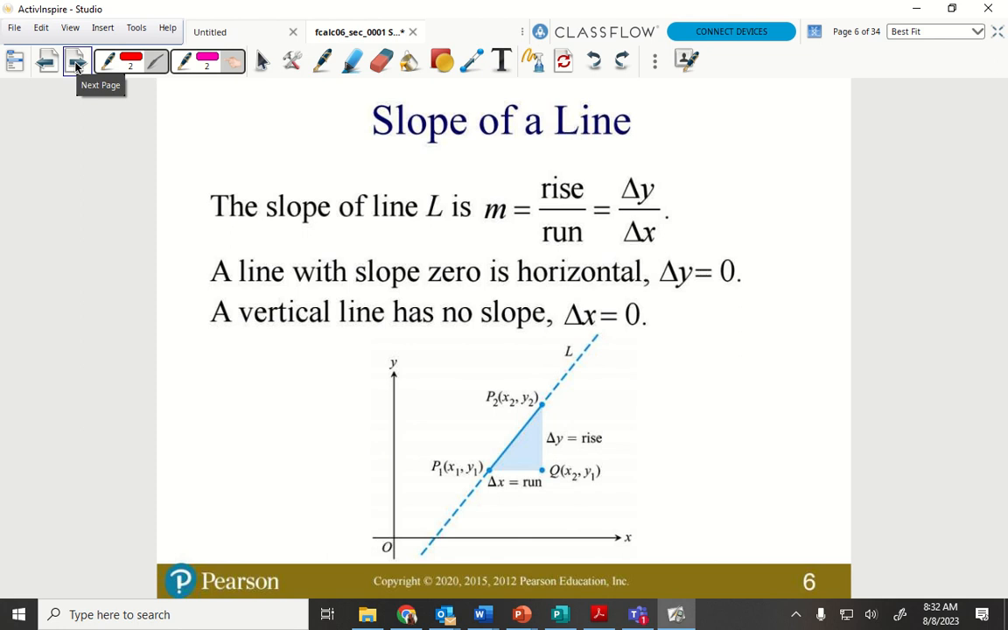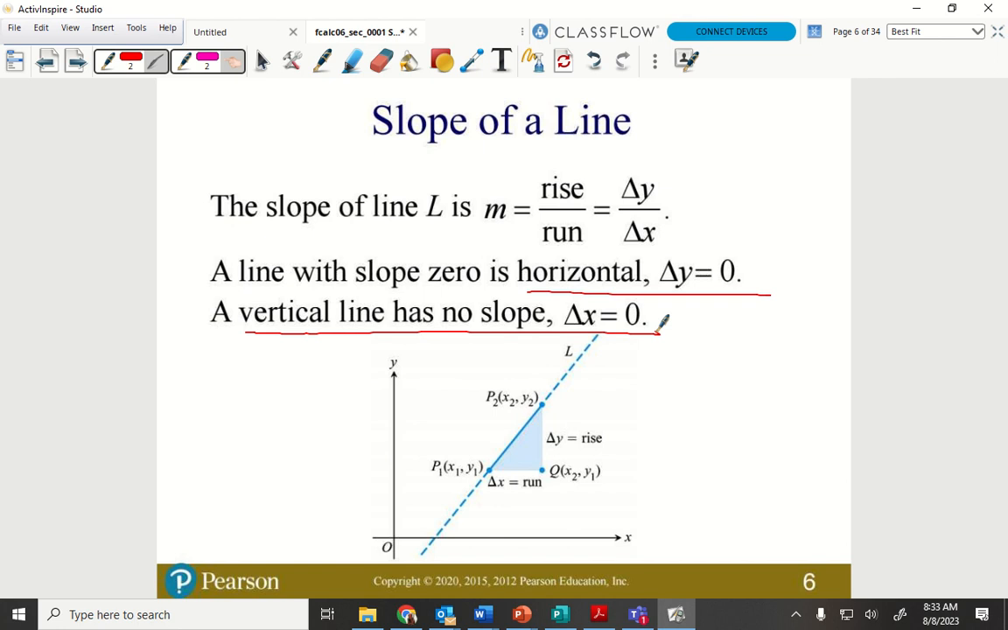Slope of a line, just like what we got done doing a minute ago. A line with a slope of 0 means my delta y is 0. The slope is 0 when my delta y is 0. So that is a horizontal line. A vertical line has no slope, and that is special. That means my delta x is 0.